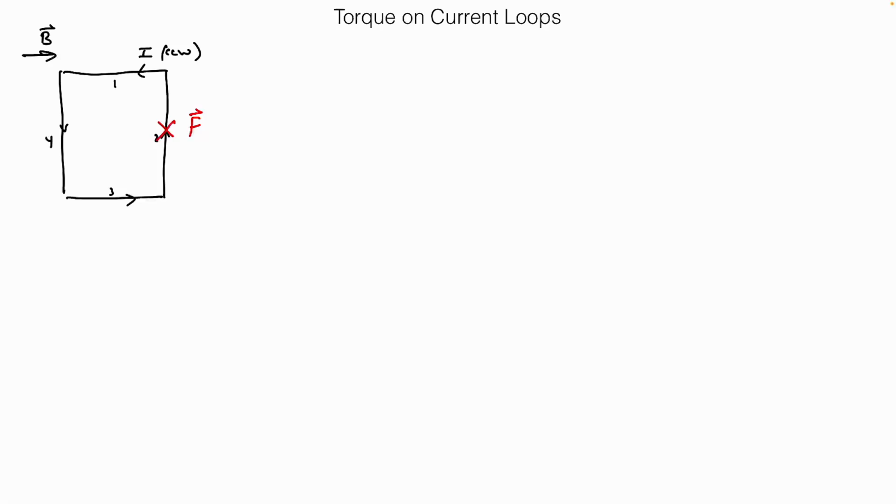Which way do I hold my hand? I go down, and then to the right. My fingers bend to the right. Which way is my thumb pointing?